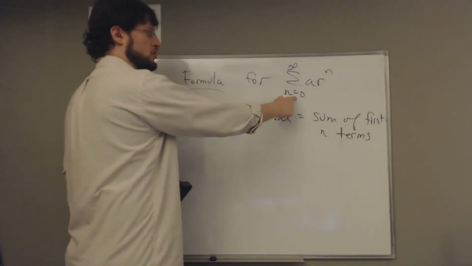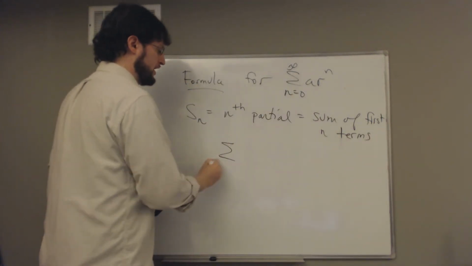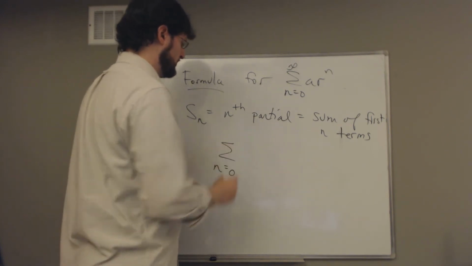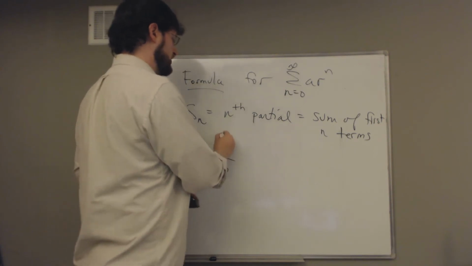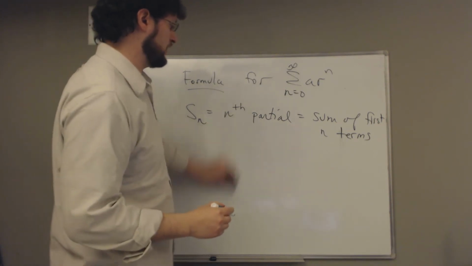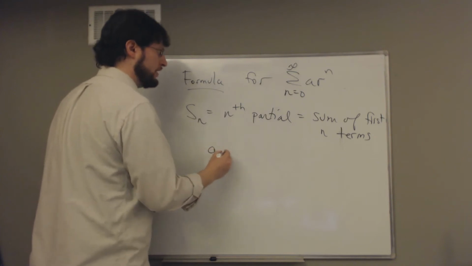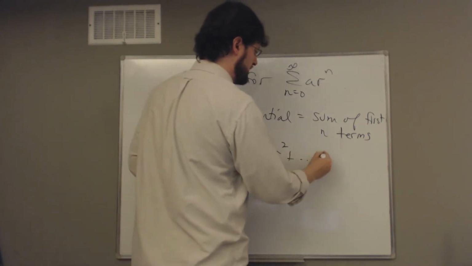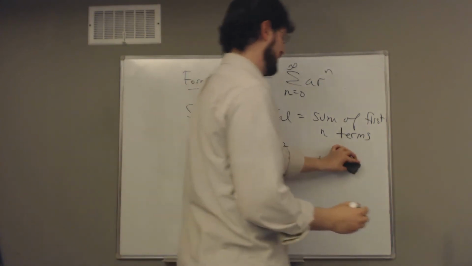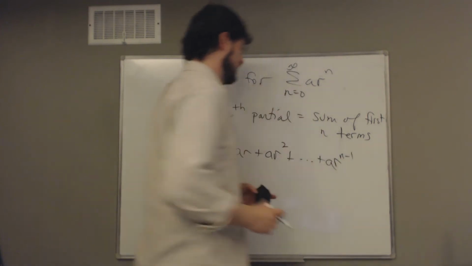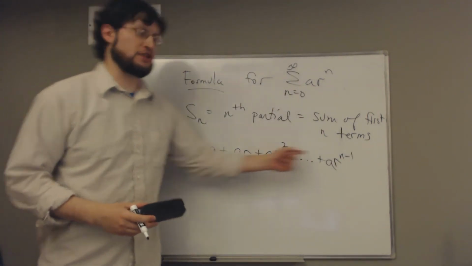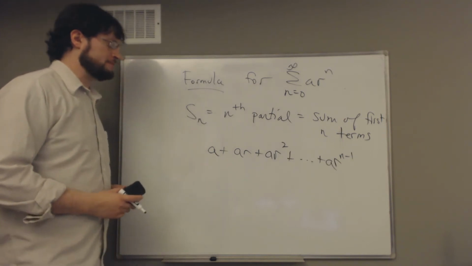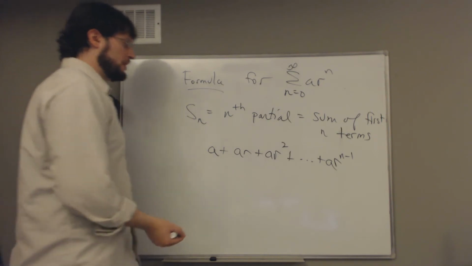But since the first term corresponds to n equals 0, we're really going from 0 just to n minus 1. Let me write it out more like this. So this is actually a plus ar plus ar squared plus all the way out to ar to the n minus 1. Because this is actually n terms, because this corresponds to n equals 0. So this is Sn.